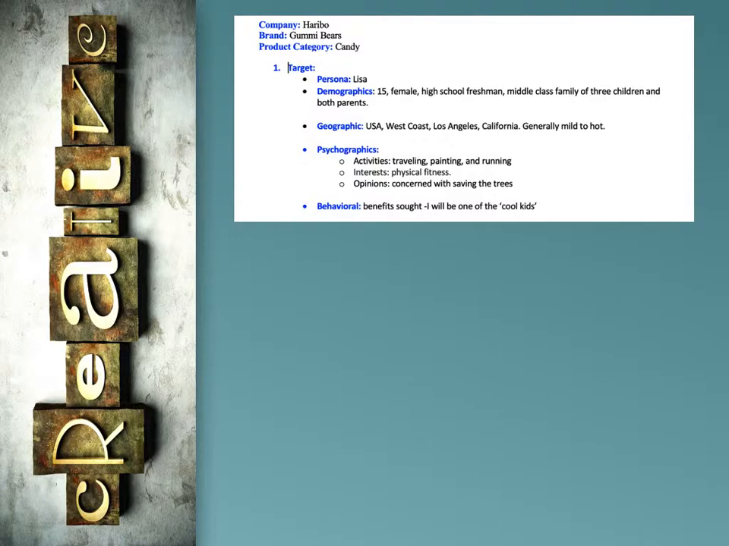Psychographics of Lisa, her activities: she enjoys traveling, painting, and running. And interests: she is really into being physically fit. And her opinions are concerned with saving the trees, being green. And then behavioral, her benefits are: what can I get? What can I purchase? Or what can I get my parents to purchase to make me fit in with the cool kids? Because remember, she's a freshman.